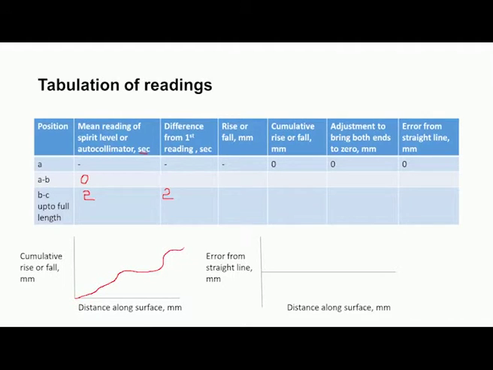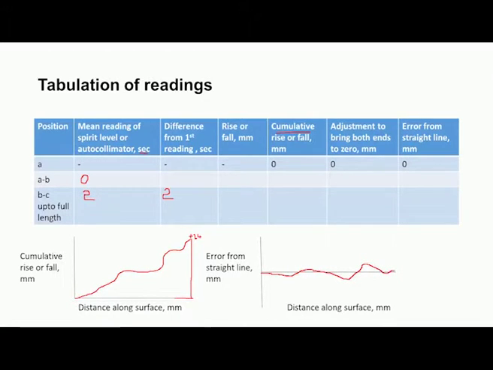So, we get the readings like this. This is cumulative rise or fall, and then adjustment to bring both ends to 0. Say this is the last point, and say this value is some plus 24. So, we have to add minus 24 so that this is brought back to 0 position. In that case we will be getting the line like this.